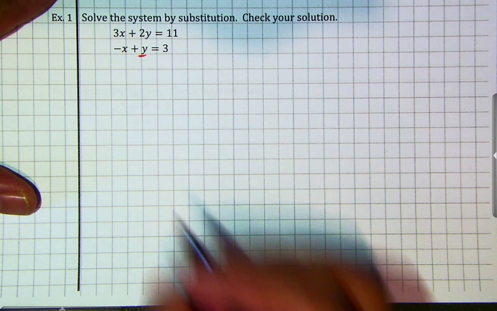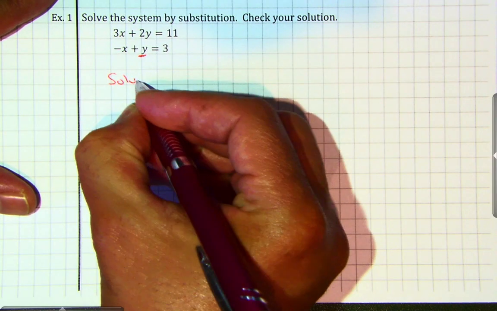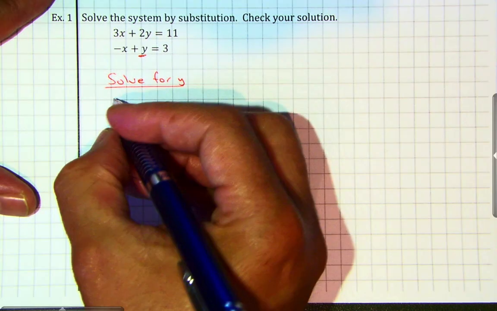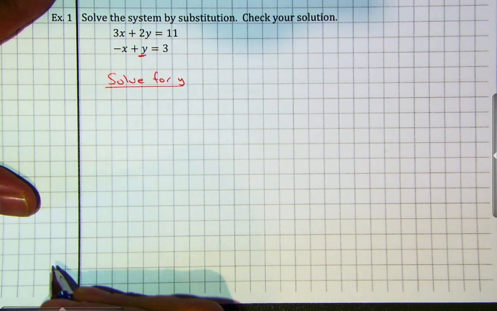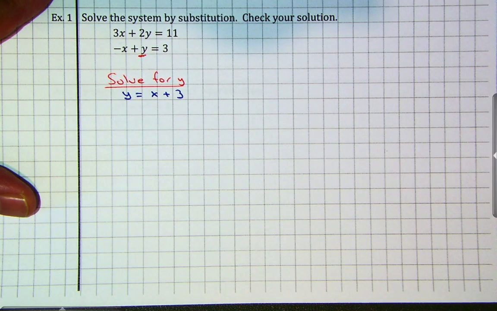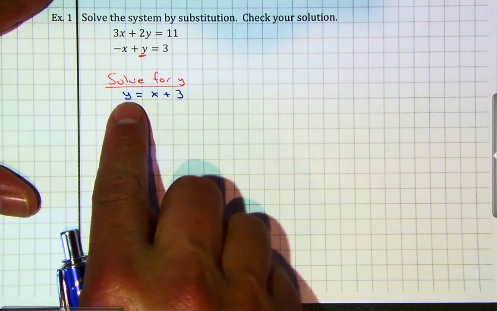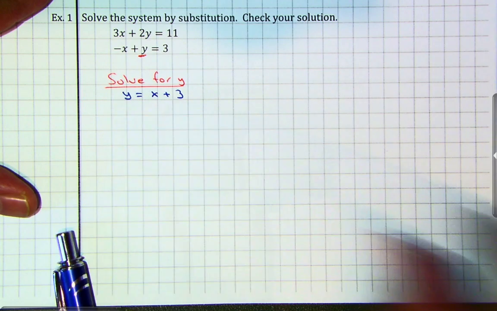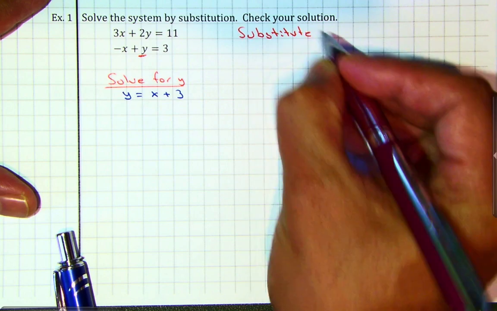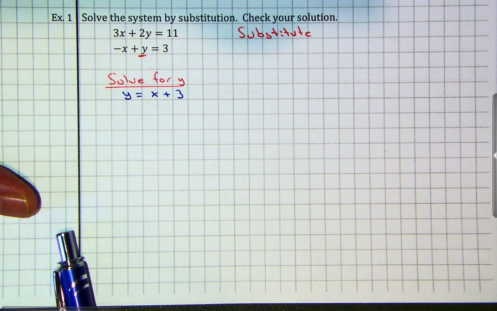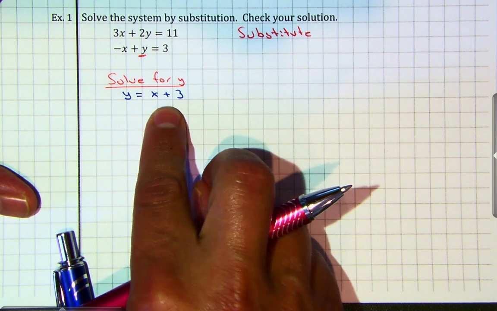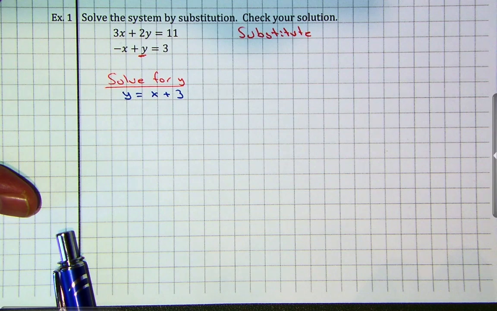So I'm going to solve for y. I'm going to write down that equation, and just move the x to the right, which becomes a positive x. Now that I have the value of y, what am I going to do? I'm going to substitute. I'm going to plug in the value of y into the other equation. So go through the process, pause it, find the value, substitute the value of y, and see if you can find your solution. Then we can check your answers. Go and pause it.